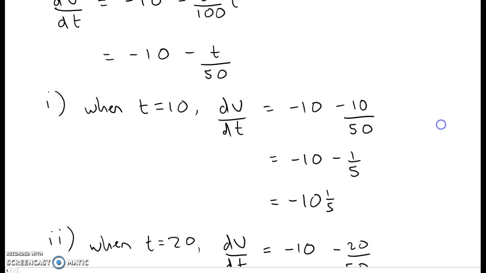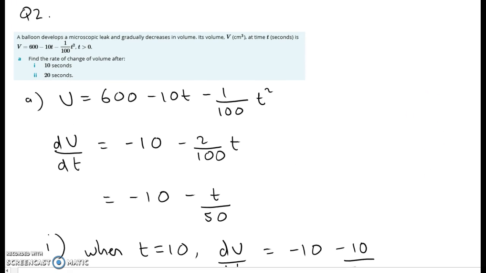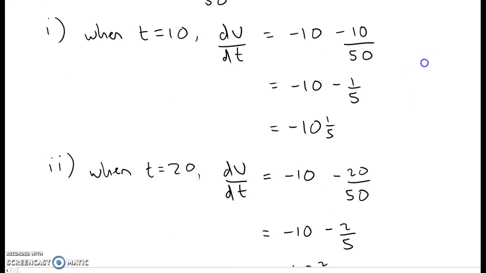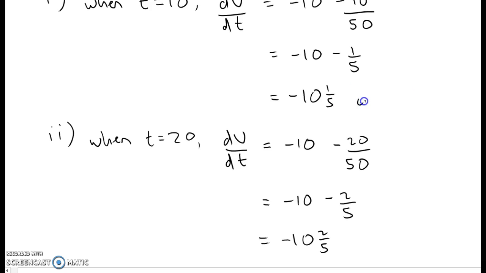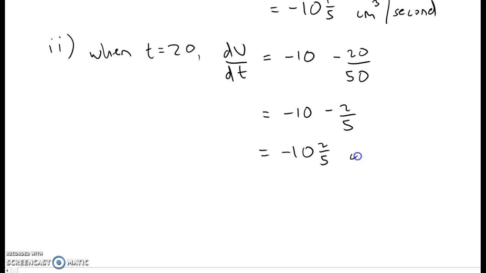Now, it's important to add in to these responses we've got here the units we're dealing with. We're told volume is centimeters cubed and t is in seconds. So this rate is in centimeters cubed per second. Centimeters cubed per second. And this one here, centimeters cubed per second. So hopefully that's been a helpful reminder for you of some rates of change problems using differentiation.